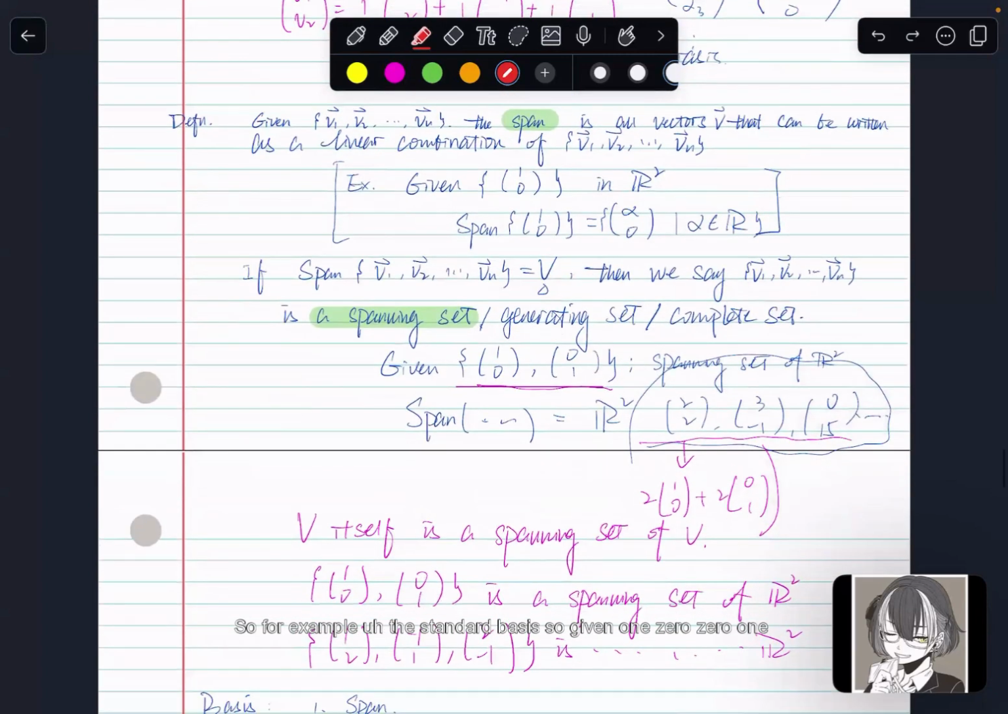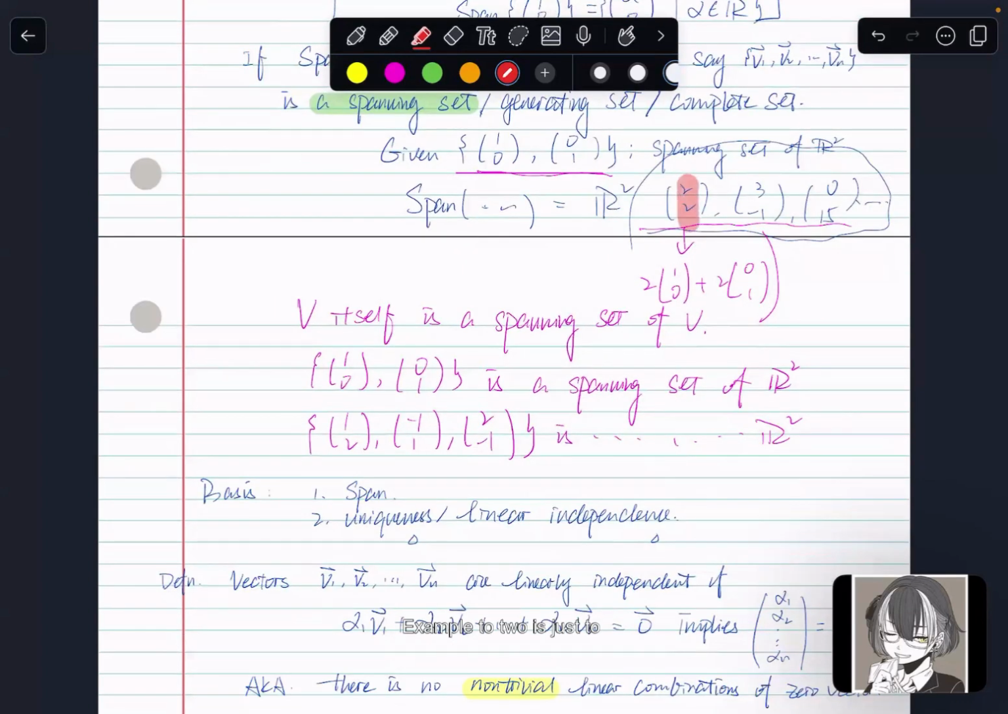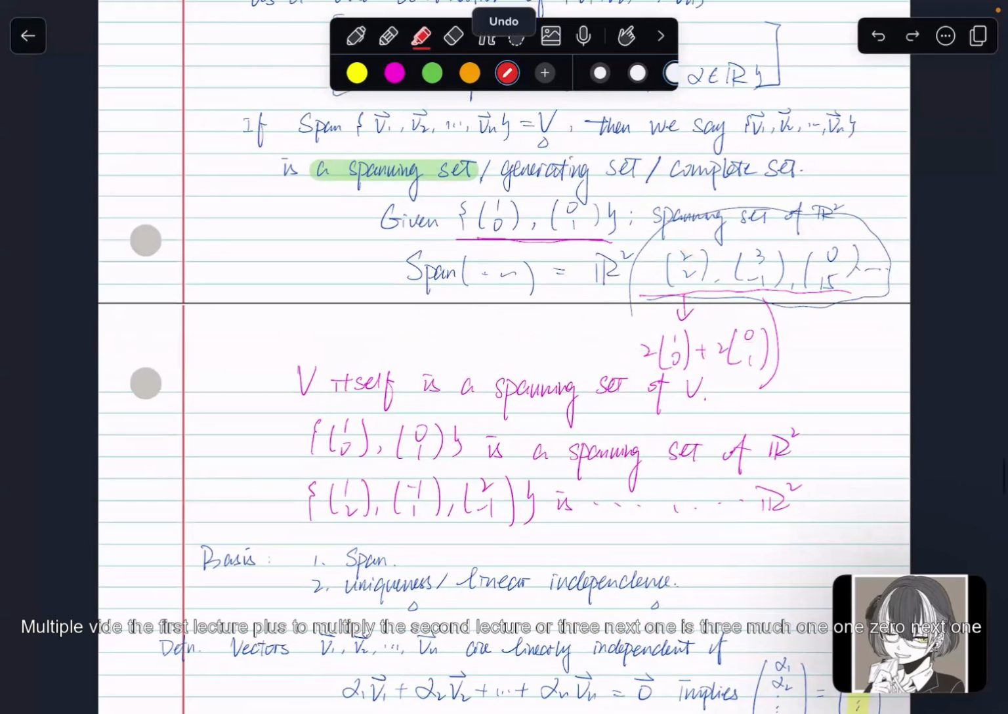So for example, the standard basis, given (1, 0) and (0, 1), we say it is a spanning set of R squared because we can represent any vector. For example, (2, 2) is just 2 multiplied by the first vector plus 2 multiplied by the second vector. Or (3, 1) is 3 multiplied by (1, 0) plus 1 multiplied by (0, 1), and then we sum them. So we can represent any vector in R squared with these two vectors. So the span of these two vectors is R squared.